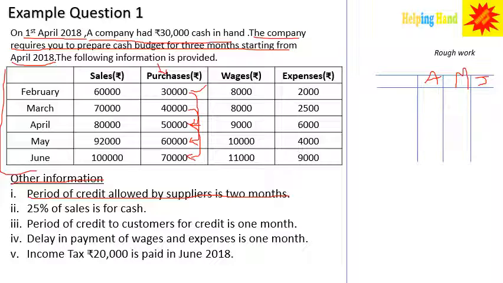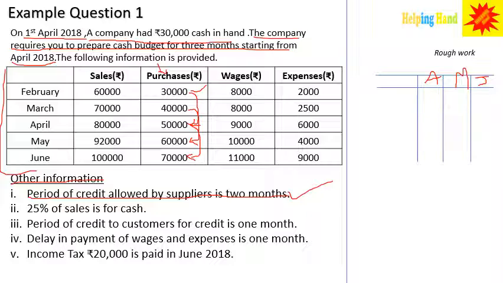The period of credit allowed to the company by the suppliers is 2 months. So they have 2 months for the company to pay their expenses, that is purchase expenses. Okay, so this is what we have to do with the purchases.